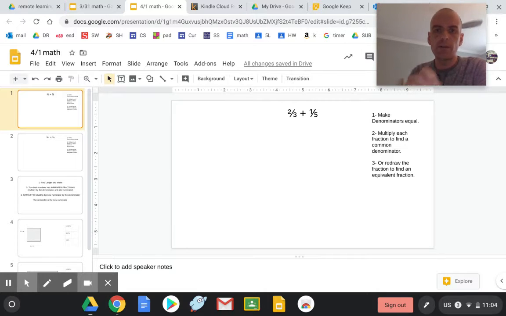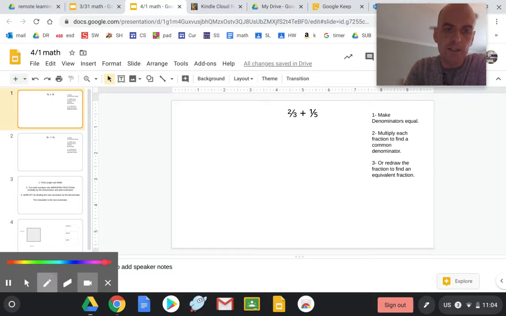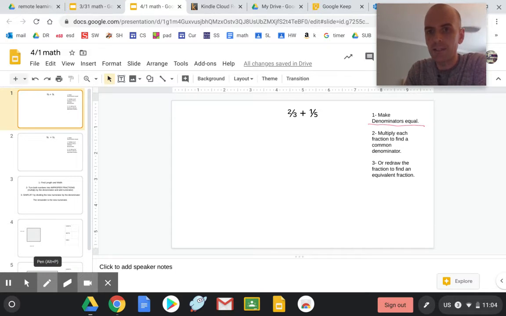So anytime you add fractions, you must make the denominators equal. Okay, I can't add 2/3 and 1/5 because they don't fit together. So you have two options. You can multiply the fractions to make them equal, or you can redraw them. Okay, so I'm going to show you both ways. First, I'll do multiplying each fraction.